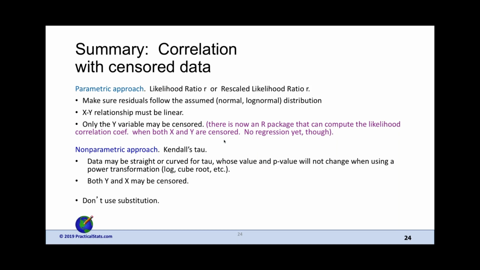So the non-parametric approach is Kendall's tau. Kendall's tau B has some corrections for ties, although they're still affecting it to some extent. It just means that the numbers are going to be lower, but you can use it in exactly the same way. And for the last thing to remember, don't use substitution. You will get bad answers for Pearson's R after you stick in a half.